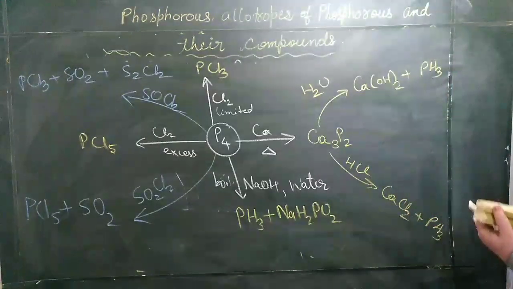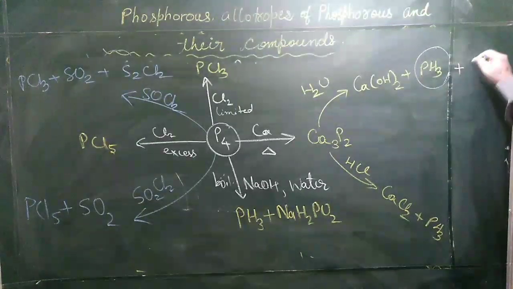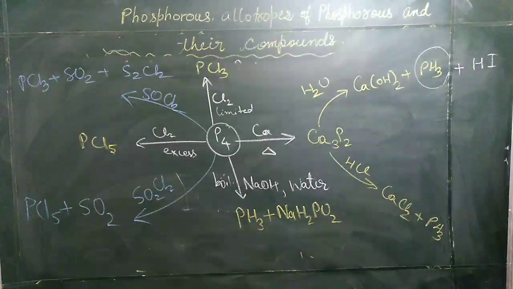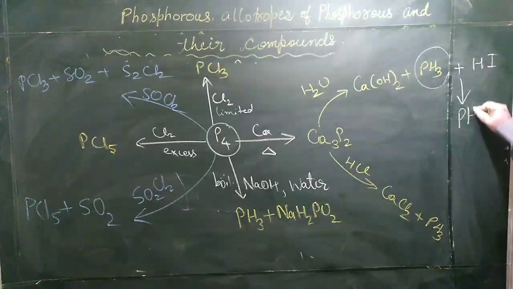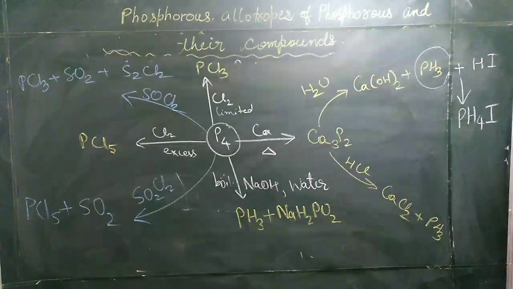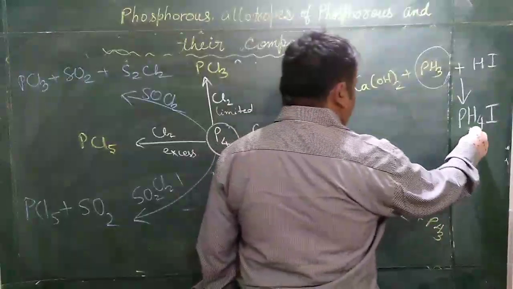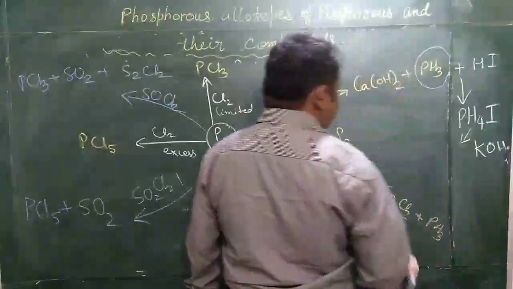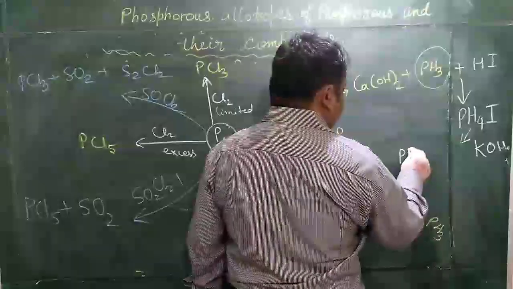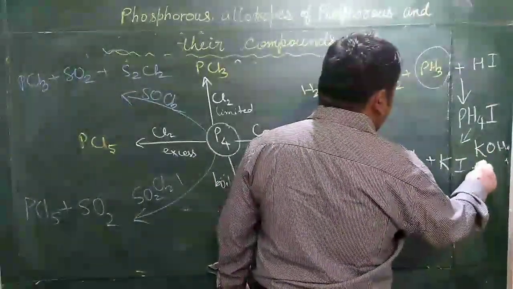Now PH3 plus HI. If I give PH3 plus HI, or HBr or HX, what will it form? It will form PH4I. This PH4I is nothing but PH3 plus HI. Now, if you treat it with KOH, obviously PH3 will come out, KI will be formed, and H2O will come out.